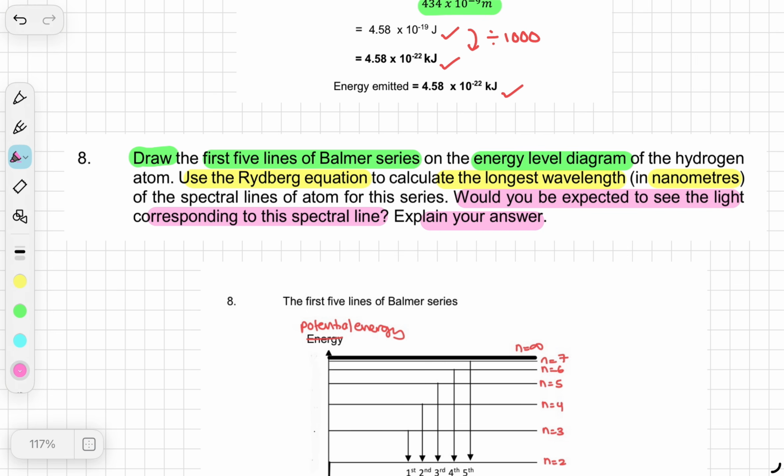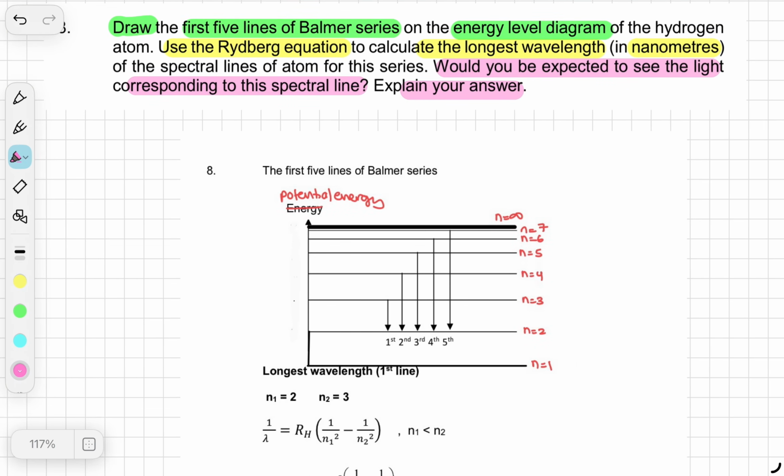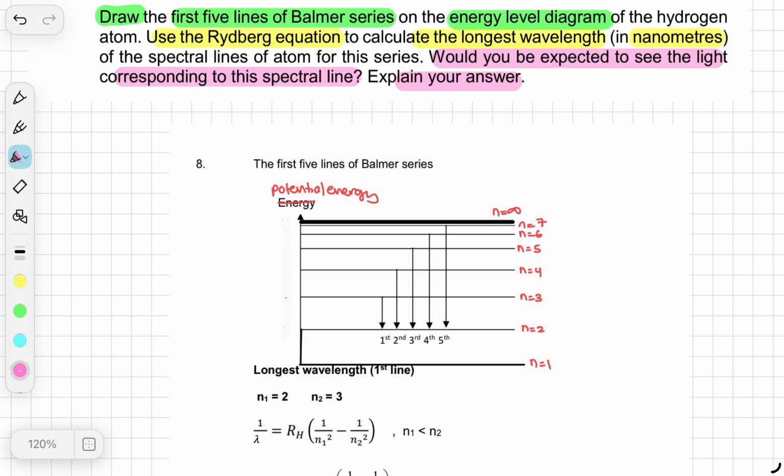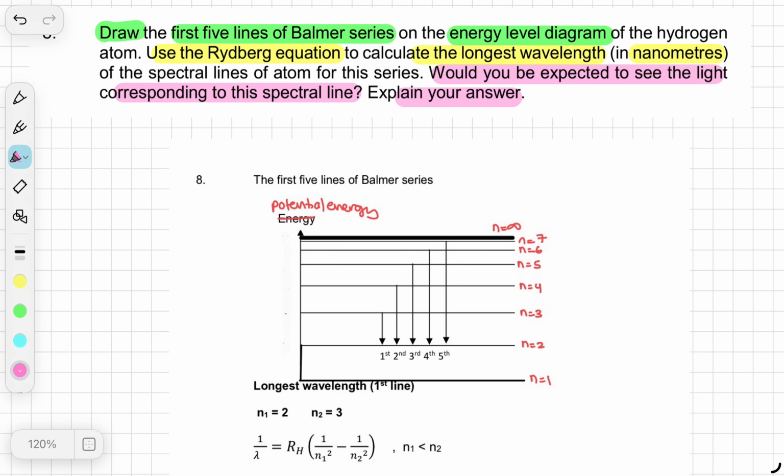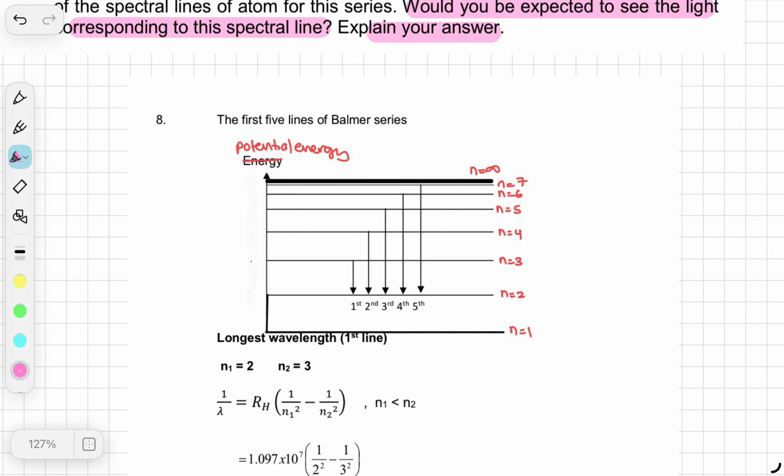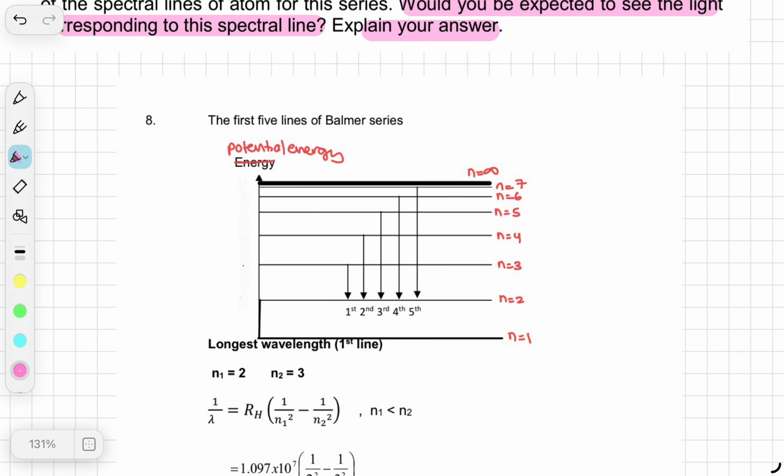So let's go one by one. First 5 lines in the Balmer series. I think by now you are already pro in drawing this. Okay, as you can see. Now, although the Balmer series ends with n equals 2, I've mentioned this in class, you have to start your energy level from n equals 1.